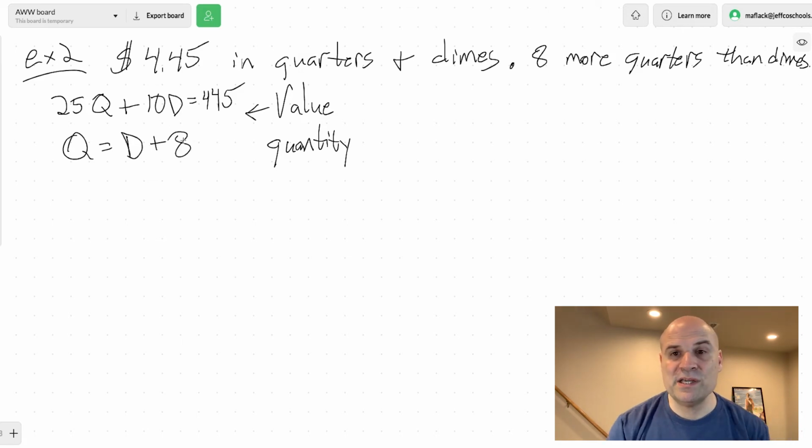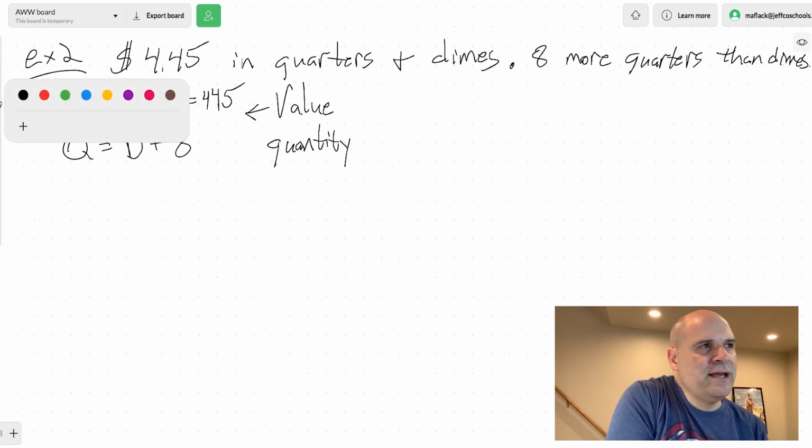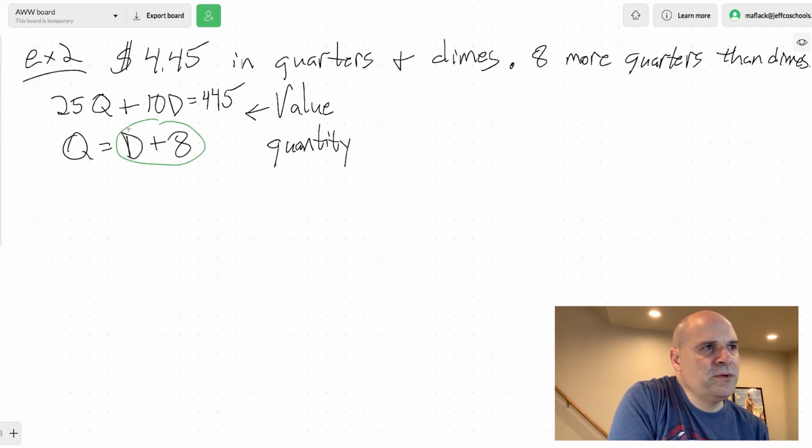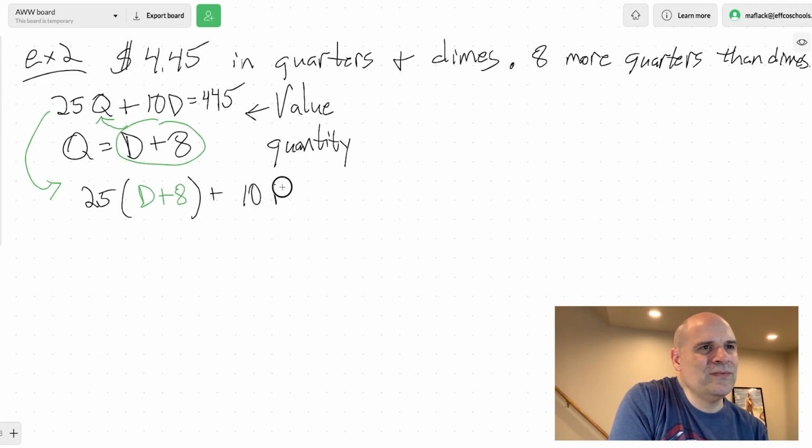All right, so now since Q is by itself, that's a gift. It's nice. So we're going to plug in D plus 8 for Q. I'm going to rewrite this equation with my new Q value. 25 times Q, which is now D plus 8, plus 10D equals 445. All right, does this make sense? Are you following me? I'm following me.